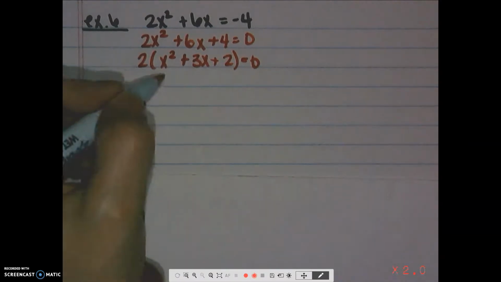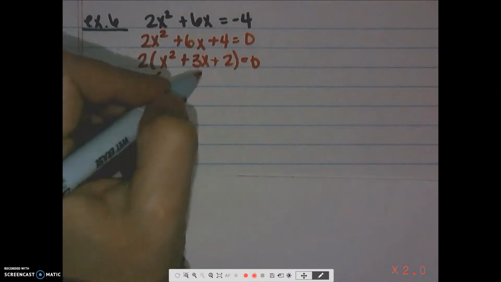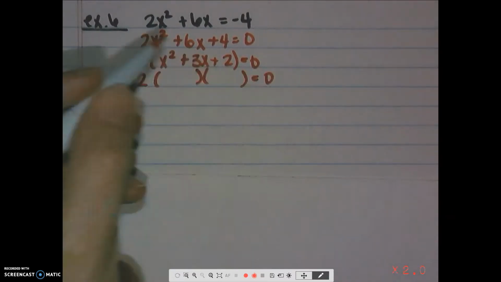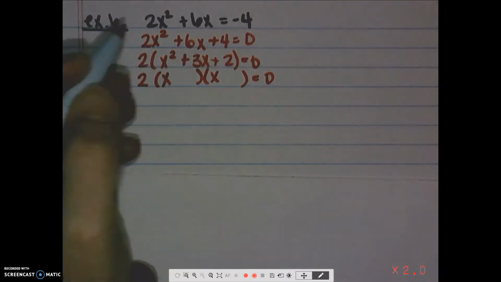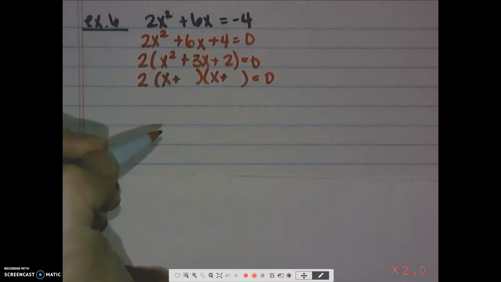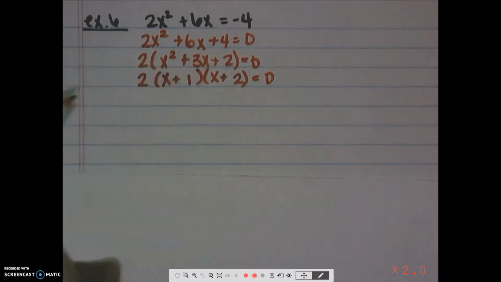And then we're going to see if that inside piece can factor. So that GCF of 2 isn't going anywhere. Our first two spaces need to be x and x to give us x squared. We do need a plus and a plus. The back two spaces need to multiply to give us 2, so the only way to do that is 1 and 2, and those would give us 3x. So we know we're good.